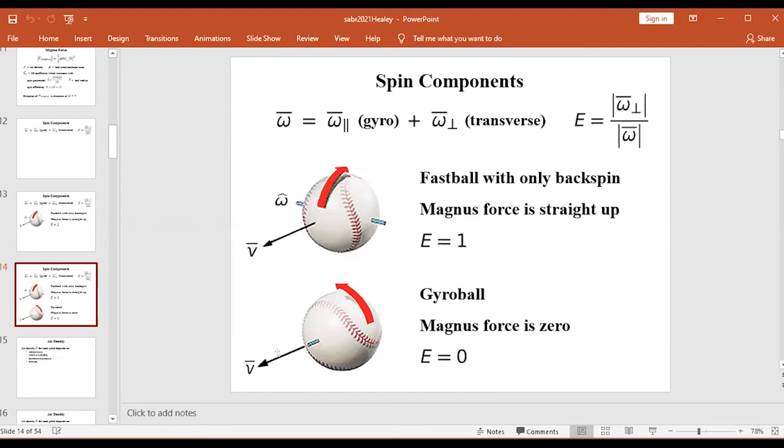But even though we can't get any Magnus force with a gyro ball, as we said before, the more gyro you have on a pitch, the more potential you have for side force. And we'll be talking about that. And most pitches are somewhere in between. Most pitches have a spin efficiency that's somewhere between 0 and 1.